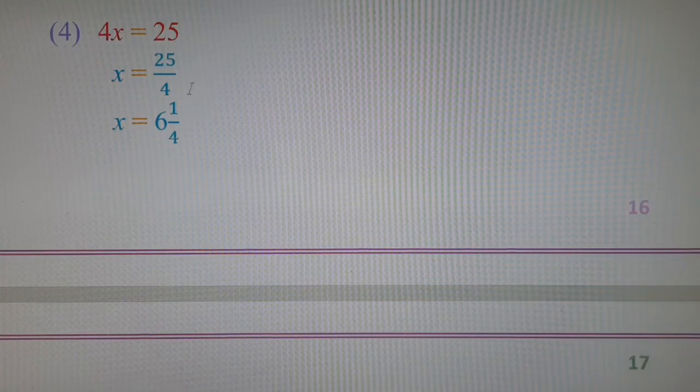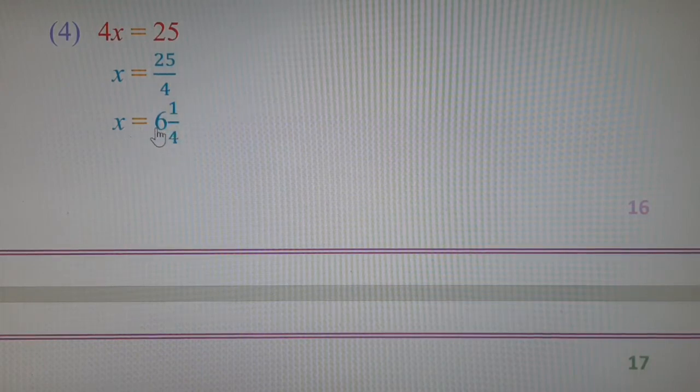25 upon 4 is an improper fraction, and we will not write the answer as an improper fraction. The answer should be simplified further, and the numerator has to be made smaller. 25 is bigger than the denominator 4, hence we have to convert it into a mixed fraction. So here our answer will be 6 integer 1 upon 4, where we will use the multiply and add rule for converting into a mixed fraction.